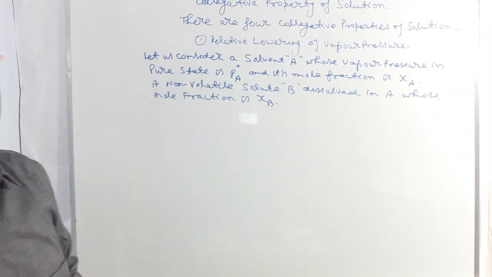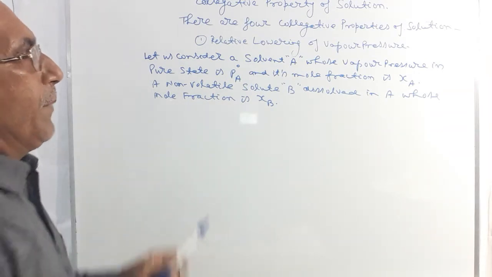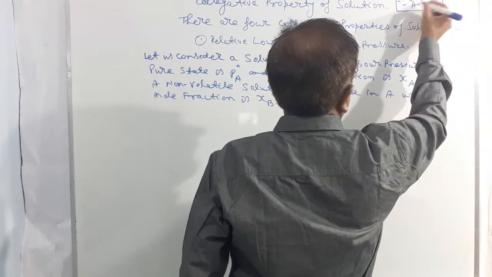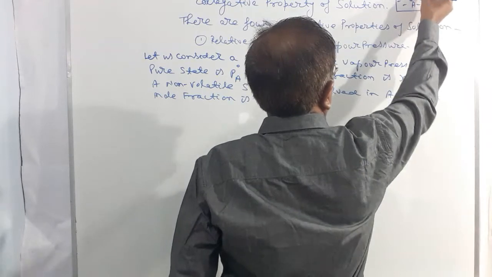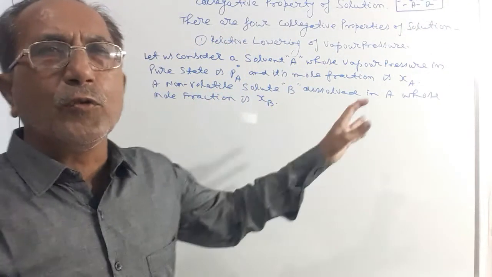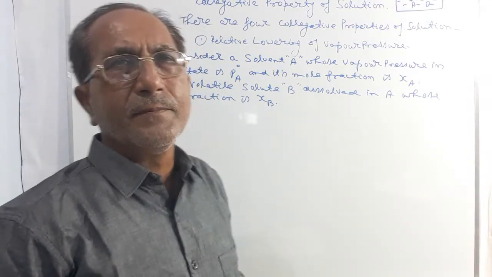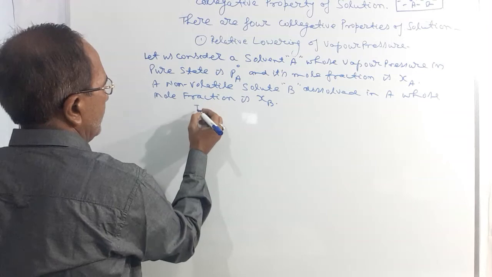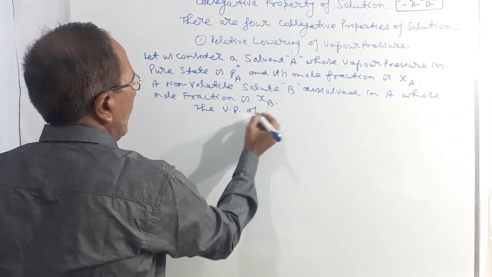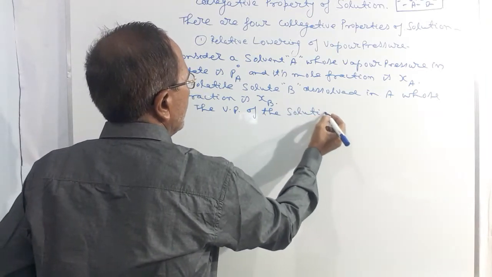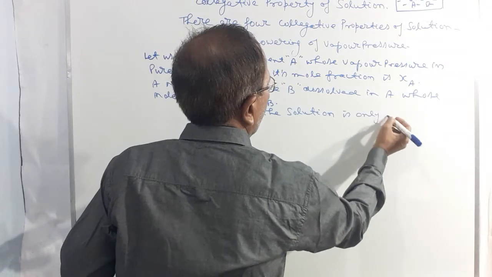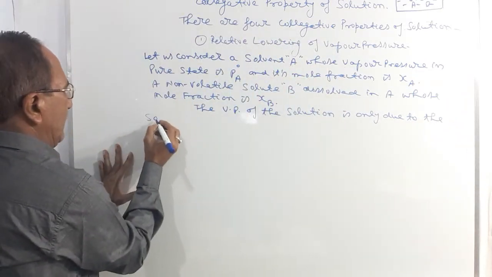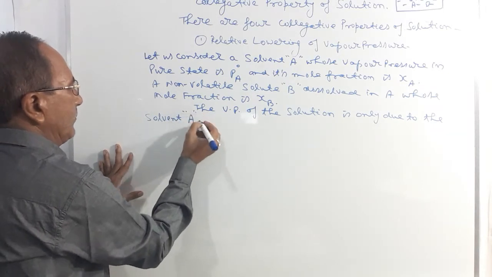Since the solute is non-volatile, the vapor pressure will be considered like this: if this vessel contains a solvent A and this solute B, then the vapor pressure of the solution will be only due to A, not due to B. So the vapor pressure of the solution is only due to the solvent A. Clear?